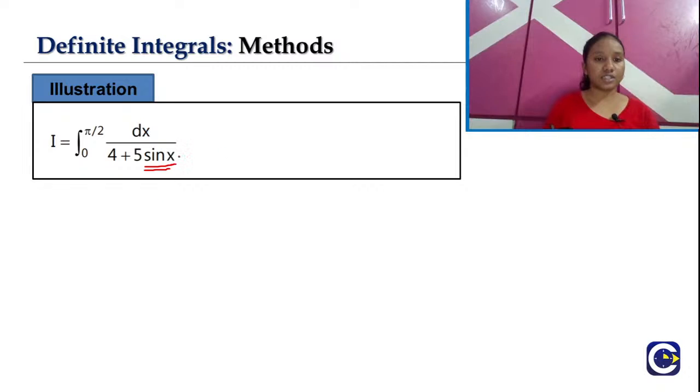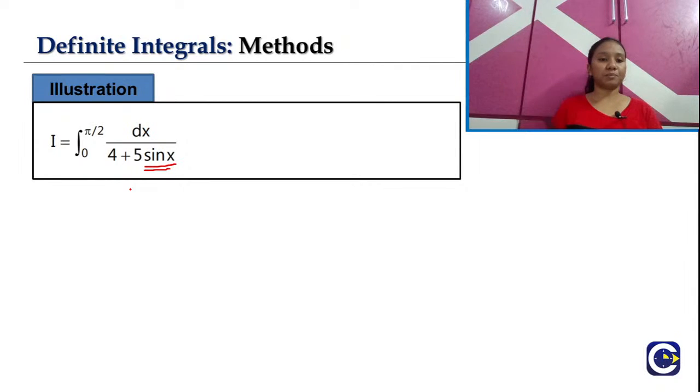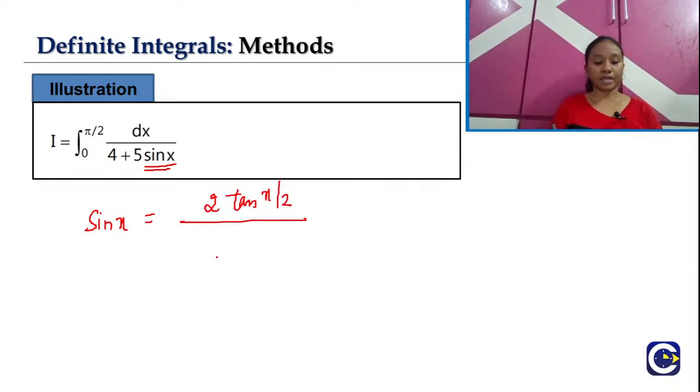So you can try this later as homework. I'll just give you the hint how to start off this and how to simplify it. This is according to the second type of special trigonometric functions which we have learned in our indefinite integrals. If we have sin x, this sin x can be written as 2 tan x by 2 divided by 1 plus tan square x by 2.